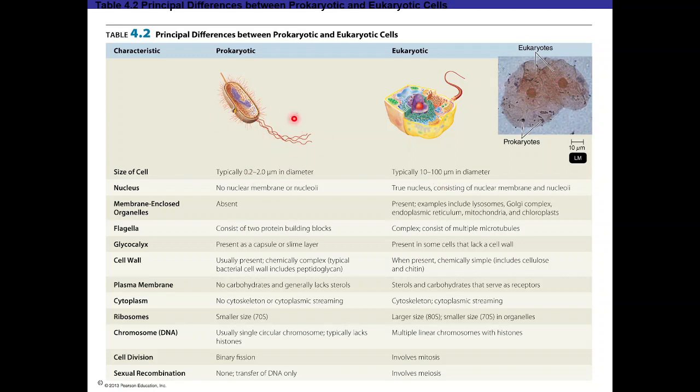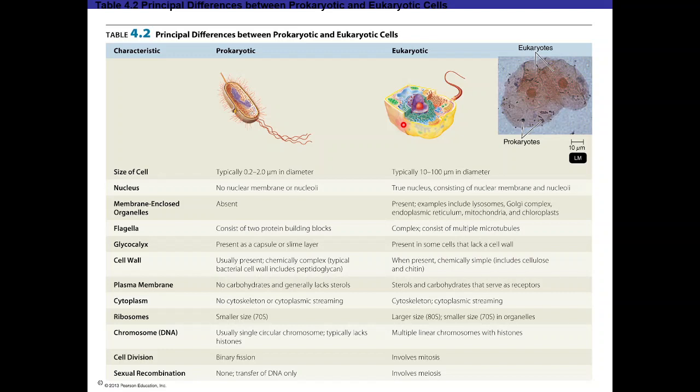Prokaryotes don't have a nucleus. Eukaryotes have a true nucleus. Prokaryotes don't have membrane-bound organelles, eukaryotes have membrane-bound organelles, and both can have glycocalyx. Some eukaryotes can have a cell wall, like in the case of plants, algae, and fungi. In the case of prokaryotes, most of them have a cell wall, with the exception of mycoplasma.